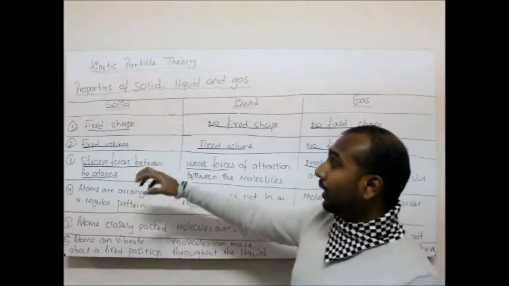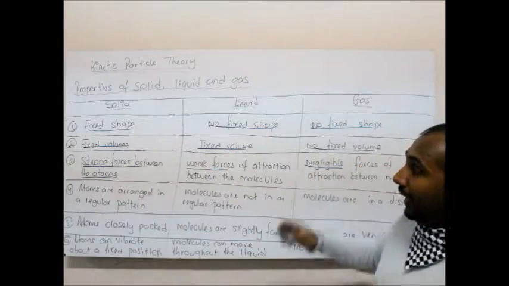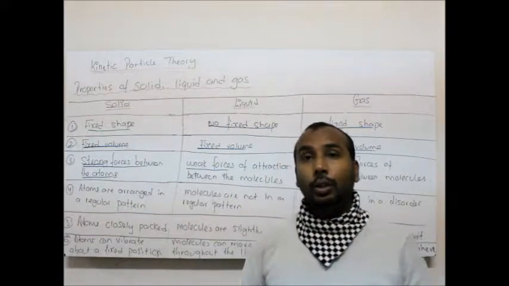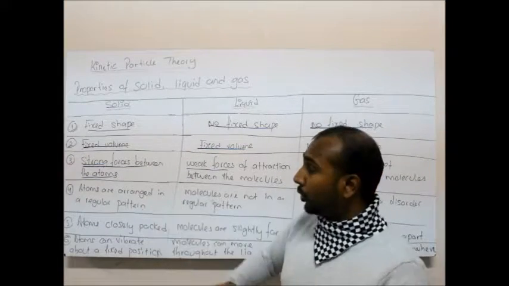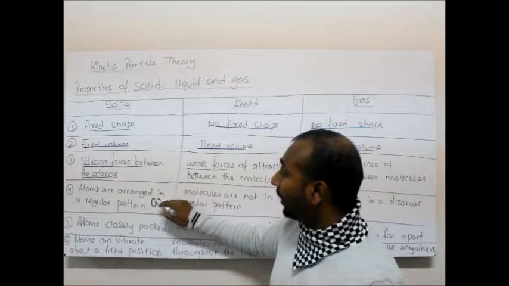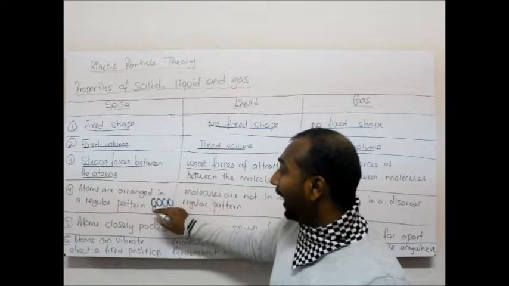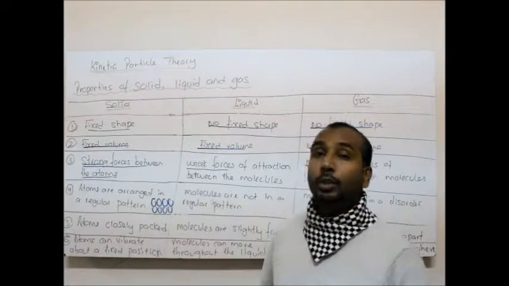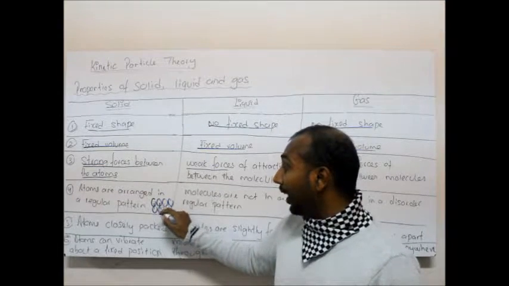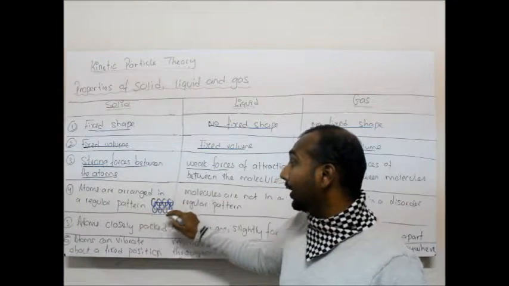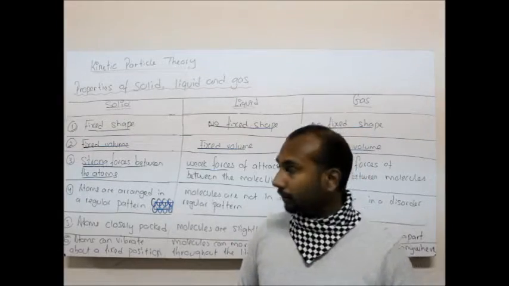We have looked earlier at the forces of attraction. Now let's look at the way in which the atoms are arranged. Because in a solid, the forces are so strong, the particles are arranged close together in a regular pattern. You cannot change the pattern. Each particle is held by strong forces and they are going to remain in this way.